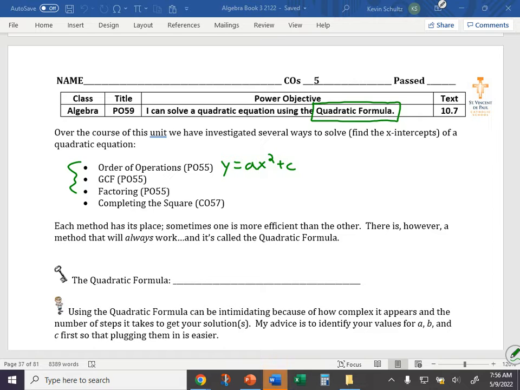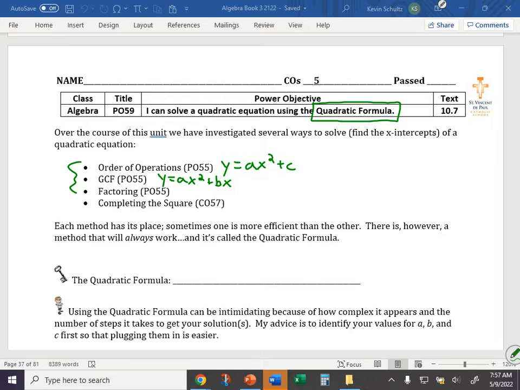How about the GCF? What form of equation would you use the GCF method for? Elliot? Ax squared plus what? Bx. Okay, ax squared plus bx. There's no c term. We can't use order of operations here because those x's, they aren't like terms. There are two of them that can't be combined. And so we have to pull out that greatest common factor.